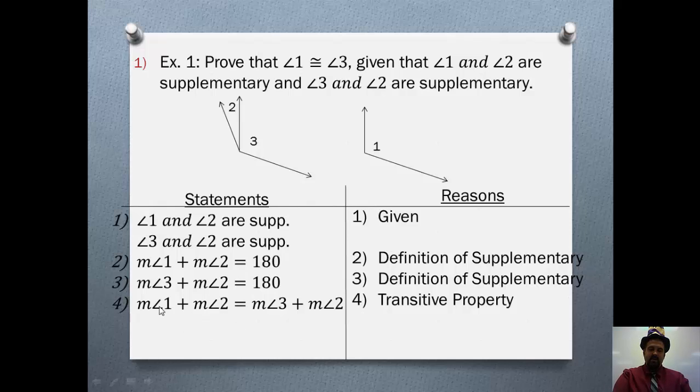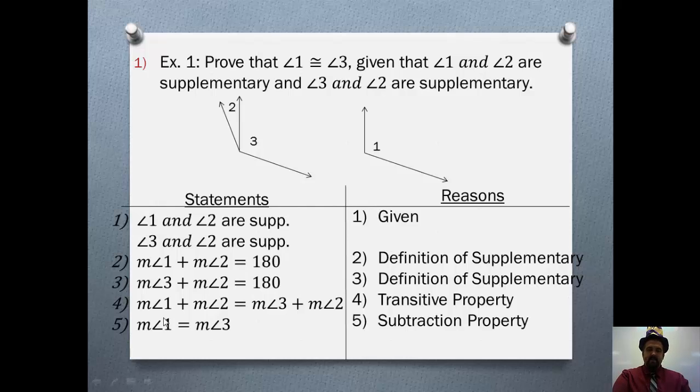Now that I'm here, I'm trying to get measure of angle 1 equal to measure of angle 3. So if I subtract measure of angle 2 from both sides, well, measure of angle 2 is just a number. So I can subtract it from both sides and get measure of angle 1 equals measure of angle 3. And that was just subtracting measure of angle 2. So the reason is subtraction property.